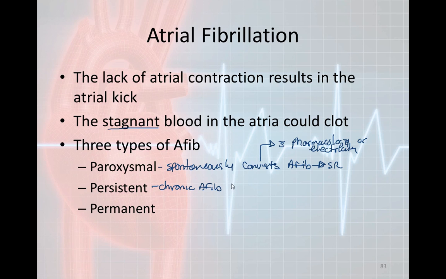but it converts with pharmacology or electricity. So you have your persistent, which means it can't spontaneously come out of it by itself. It has to be pharmacologically or electrically stopped. And this is most of the cases where it's persistent. A lot of people go on medications, or if they go into atrial fib for the first time, they can be cardioverted. It's a conscious sedation, and then they can sedate them and cardiovert them out of it. This is a majority of the cases.